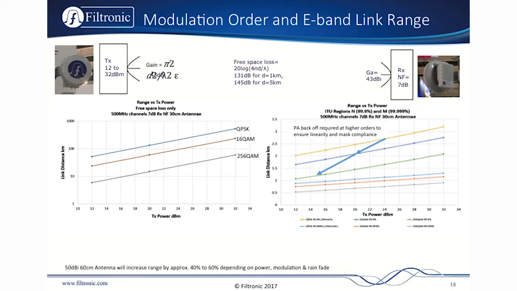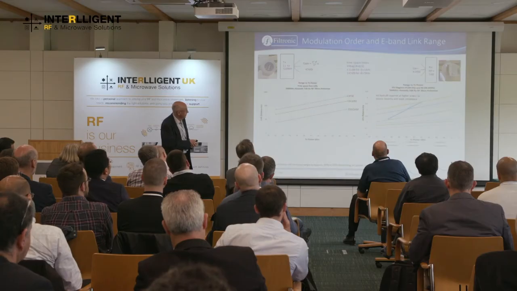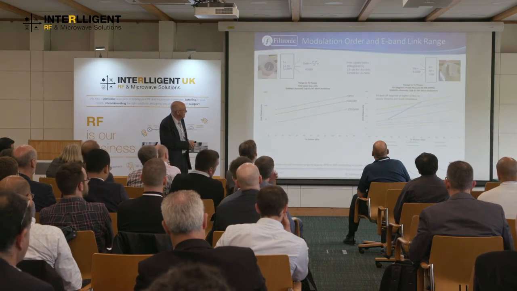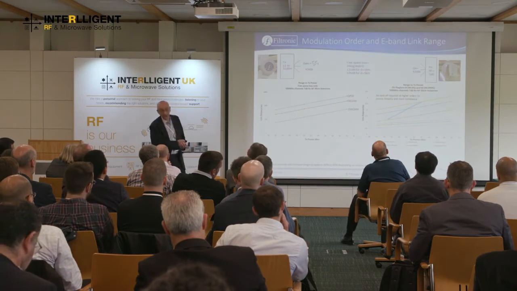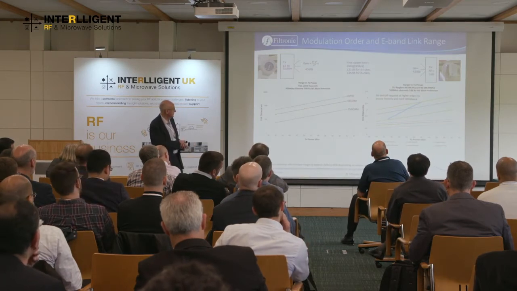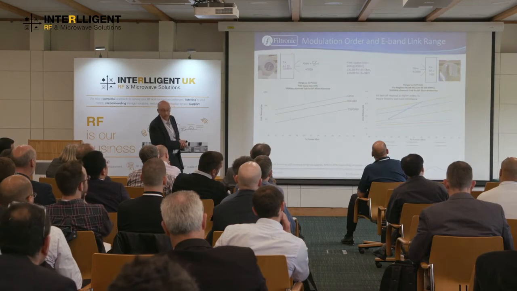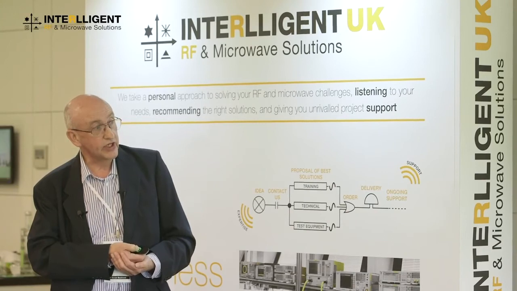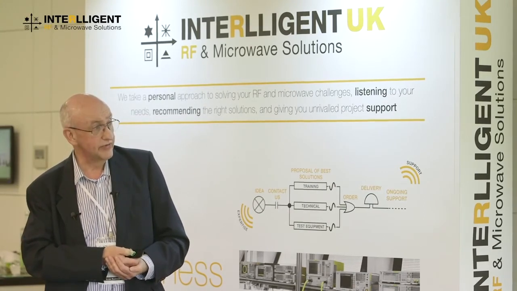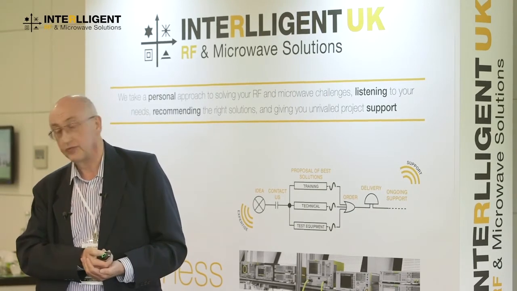Unfortunately, you have to allow for rain fade. So if you had 20 dBm output power here, and you take moderate rain fade here, this is about 14 or 16 millimeters per hour, then we're talking about a backhaul range of about 1.5 kilometers at 256 QAM. If we take the most extreme region, southern states of America, then you'd have to allow up to 40 millimeters of attenuation, and then you're down to about 600 meters.